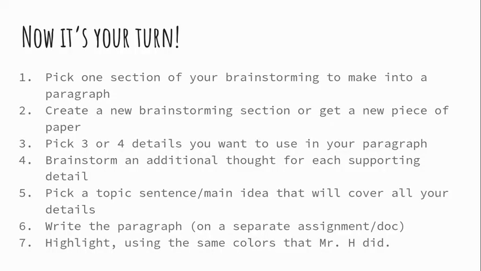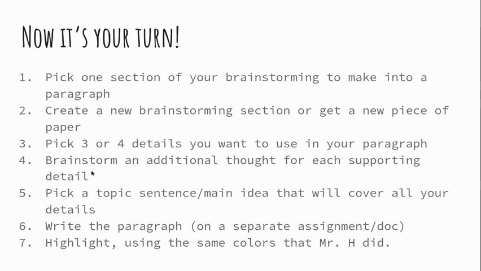So now that you've looked this over, here's what you're going to do. The first thing you're going to do is pick one of the sections that you just brainstormed. You brainstormed about 3 different things. I want you to pick one of them. Then I want you to either make a new space on that brainstorming page or go back into it or just get out a piece of paper and do it somewhere else. And I want you to pick 3 or 4 details that you want to use. So maybe you came up with 6 or 7 like I did. I want you to pick 3 or 4.